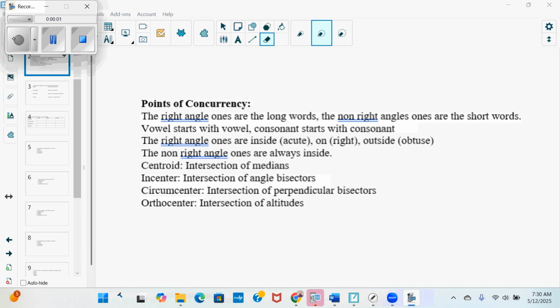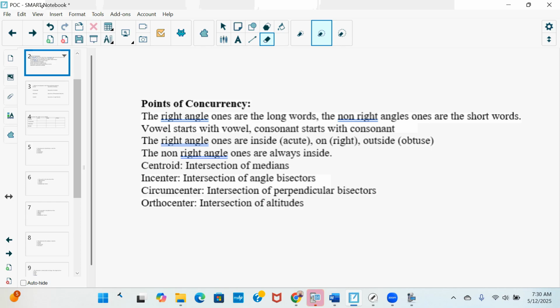Hello, everybody. Today we talk about points of concurrency. There are two things that you need to know about points of concurrency. Most importantly, the vocabulary, and second most importantly is where they occur. So there's different ways. At the end of the day, you have to have this memorized. Different teachers have different ways of memorizing. This is what I got.